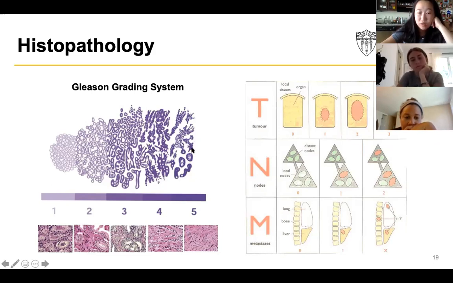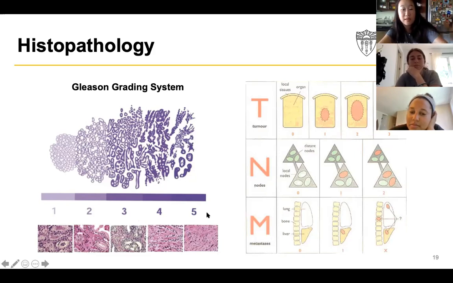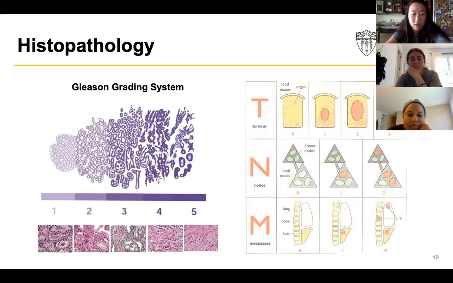Stages 1 to 3 mean that cancer is definitely present, and the higher the number, the larger the cancer tumor and the more it has spread to nearby tissues. Stage 4 means that the cancer has spread to distant parts of the body. So this is just an example of how histology can impact your prognosis.